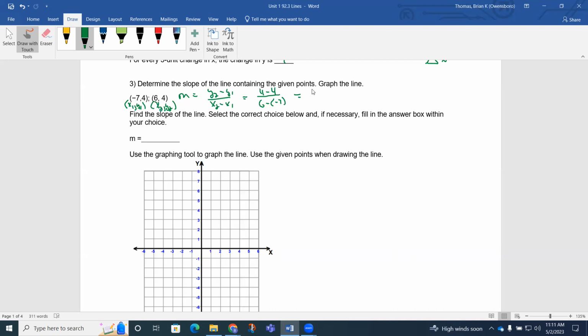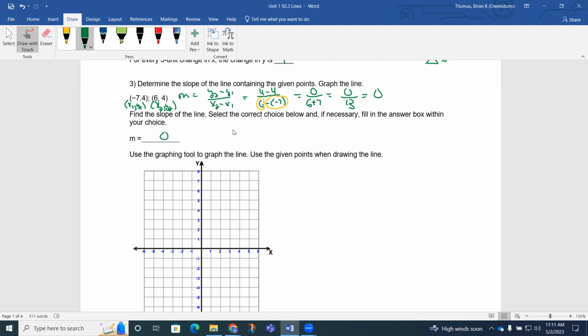So 4 take away 4 would be 0. Now 6 take away a -7, remember, if we look at this as terms, there's a 6 and there's the opposite of a -7. So that means we have a 6 and a 7, which just means 6 plus 7. So this really means 0 over 13. So 0 over 13 would equal what? That would be 0, because 0 times 13 does equal 0. Or again, if you have 0 divided into 13 pieces, everybody just gets 0 pieces. So the answer would be 0. So our slope would be 0 slope.